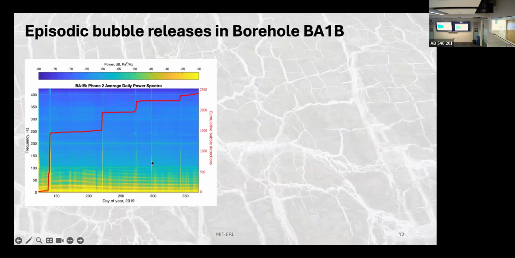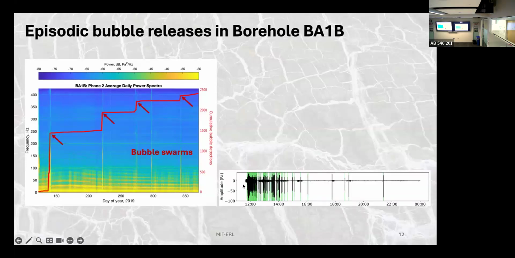If you zoom into those individual vertical stripes, you'll see that they are actually caused by the impulsive acoustic signals generated by bubble swarms. They happened episodically, mostly on those 4 days. And here is a zoom into one of those episodes, where you see very densely spaced spikes caused by the bubbles.